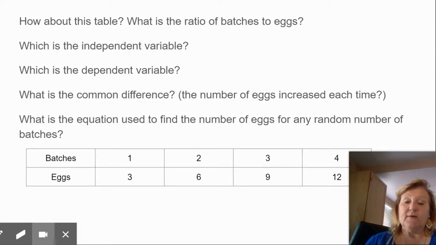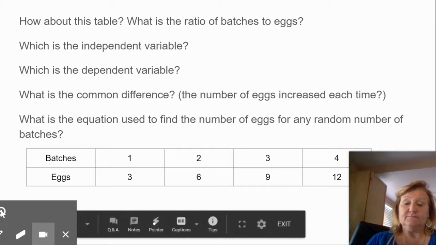So now we need to find the equation for any random number of batches. So as in the previous slide, 3 times 2 is 6. 3 times 3 is 9. 3 times 4 is 12. 3 times X is going to give me the number of eggs.